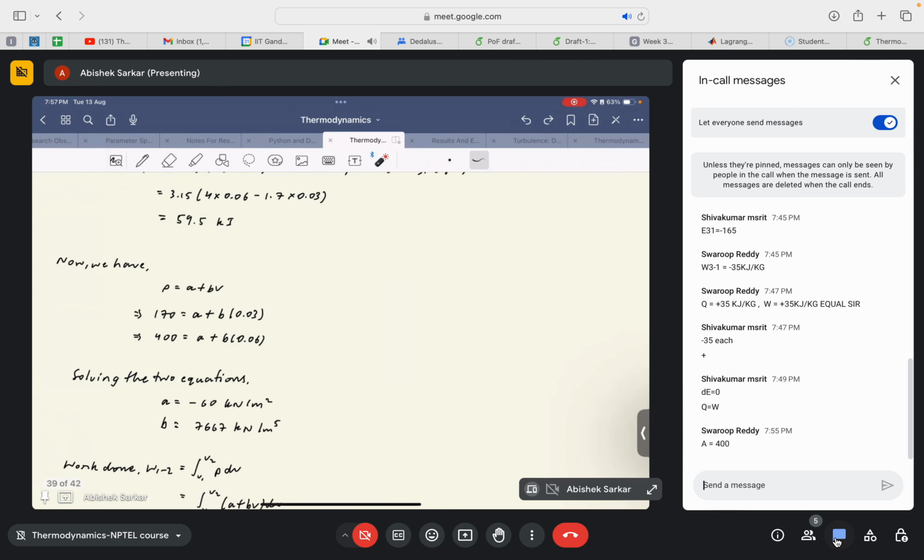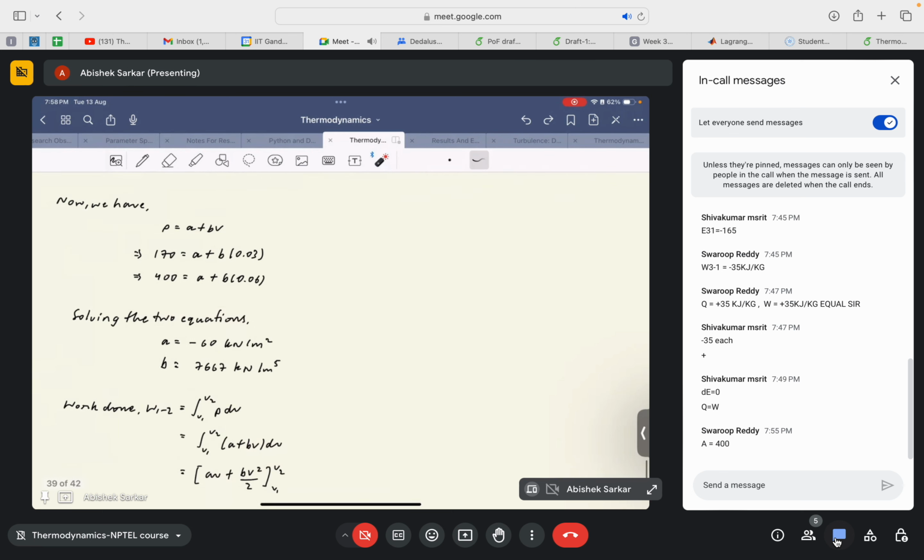Okay, so we have that the initial state was 170 kilopascal and 0.03 meter cube. Similarly, we have 400 kilopascal as the final state and the final volume is 0.06 meter cube. Once you substitute and solve both of these equations, you will find that A is equal to minus 60 kilonewton per meter square and B is 7667 kilonewton per meter to the power 5.